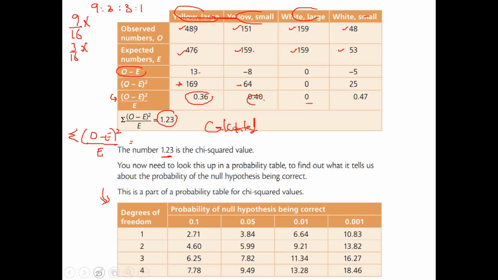ठीक है, पेपर में the values are sometimes given to you also. So this is the probability table. ठीक है, तो सबसे पहला काम क्या करना है, उसके बाद आपको you have to work out the degrees of freedom. यहाँ पे आपके पास कितनी थी, 4 categories थी, 1 2 3 4, and the formula is n minus 1. It means you get 3.